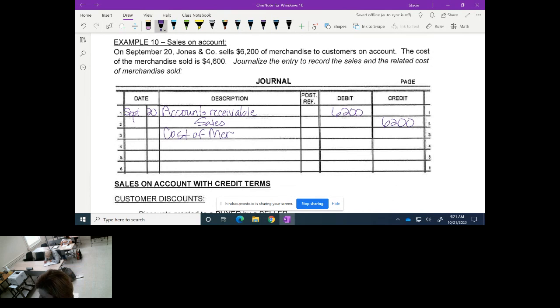So right now, it seems pretty easy because you know what you're dealing with at one time. Because cost of merchandise sold is always an expense. Cost of merchandise sold is an expense. It's the expense of selling. One of many expenses of selling things.